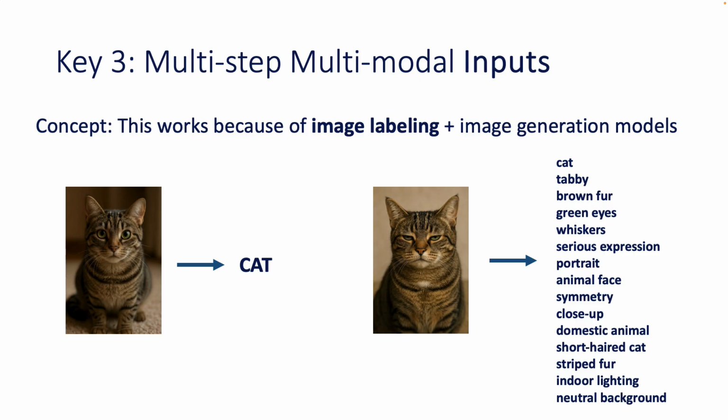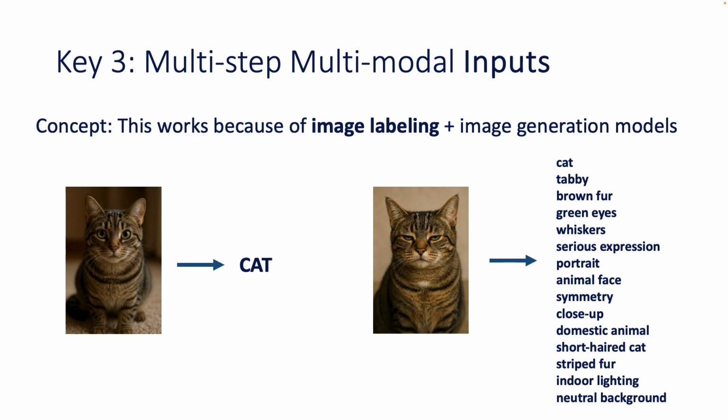So this is the exact output that ChatGPT gives when I give it this image. So you can see that it's labeling this image with several different types of characteristics. It's a portrait, animal face, close-up, etc., etc. Now, if I said, give me a picture of a cat, tabby, brown fur, green eyes, whiskers, serious expression, and so on, it would give me something pretty close to the inverse image.